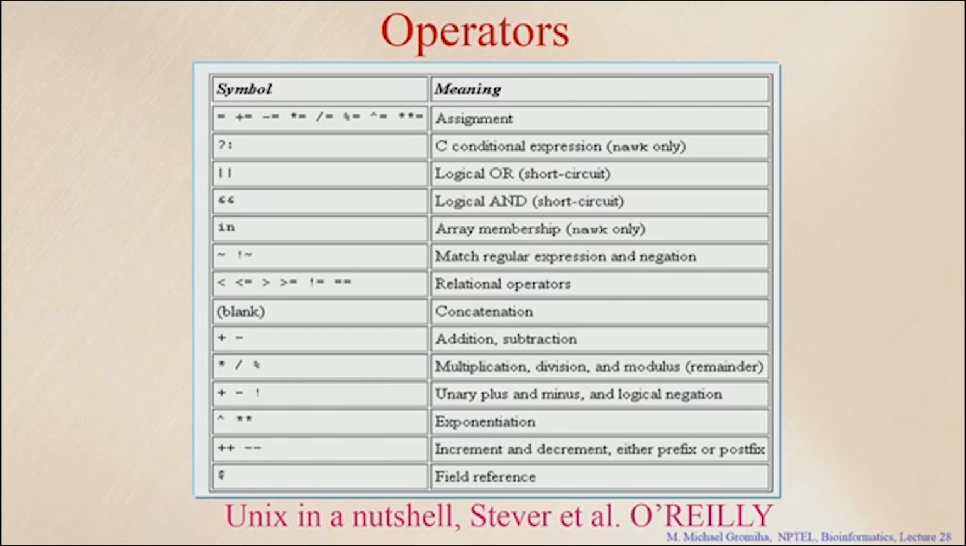Likewise, you can see various other symbols, like the assignment plus equal to, or minus equal to, and so on. We have the logical operators, like the OR or the AND, and also you have the regular expression; you can use any of these. Relational operators you can use, addition, subtraction, plus or minus, as well as multiplication, division, and so on. So, you have various operators available in awk programming. You can use these operations for manipulating these files.